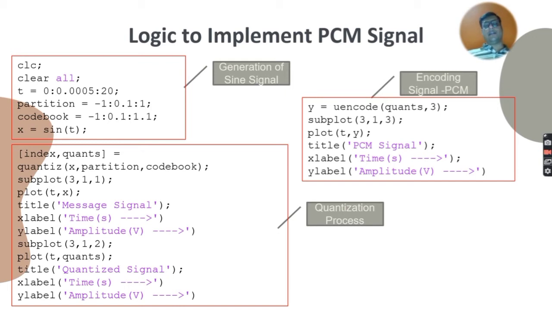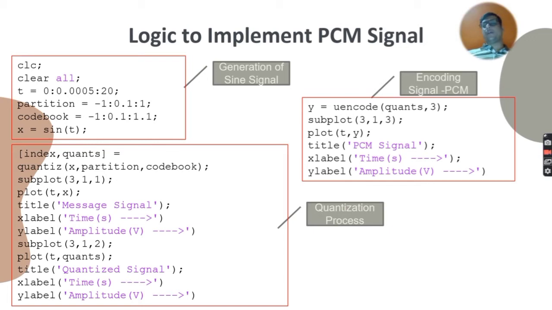After this quantization we have the encoding. Once it is quantized, the next thing we need to do is assign binary data to those quantized levels. So y is equal to uencode quant comma 3. This means the quantization levels will be assigned binary data with 3 bits. It is a command called encode, and those discrete values are going to be represented with binary data.